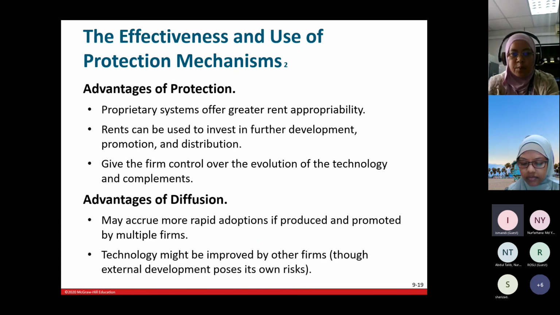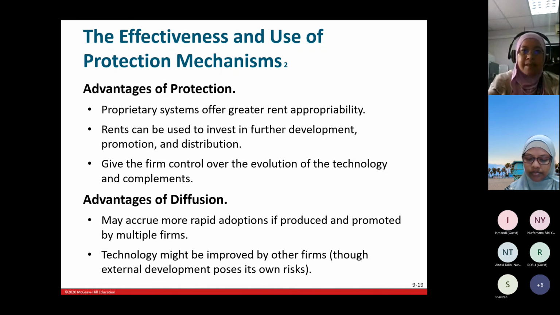So this is the advantage of protection. A proprietary system offers a great range of appropriability. You can protect your technology. Okay, revenue can be used to invest in further development, promotion, and distribution. Same thing like when you have to renew your license every year. It gives the firm control over the technology they want to release, and control over the evolution of technology and complements. They can decide how to evolve, and what complement items are needed to complement the existing product.